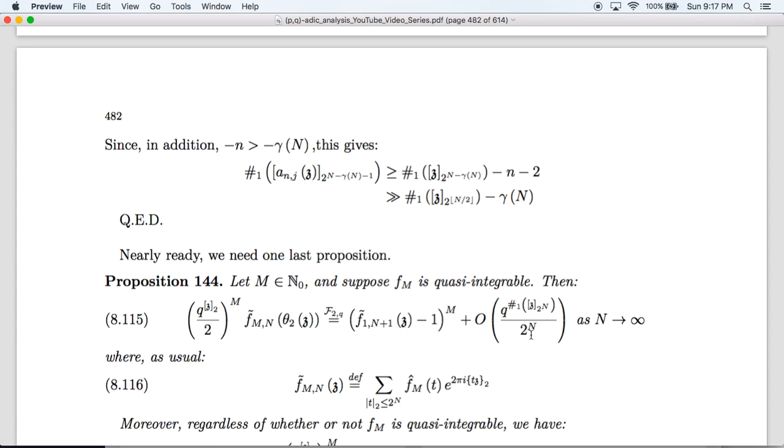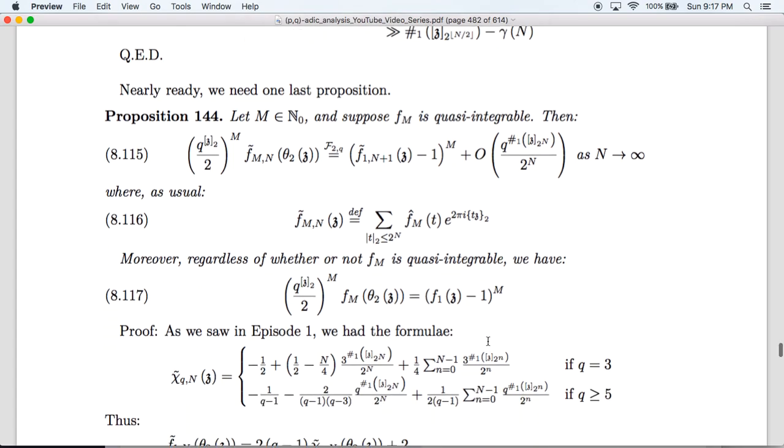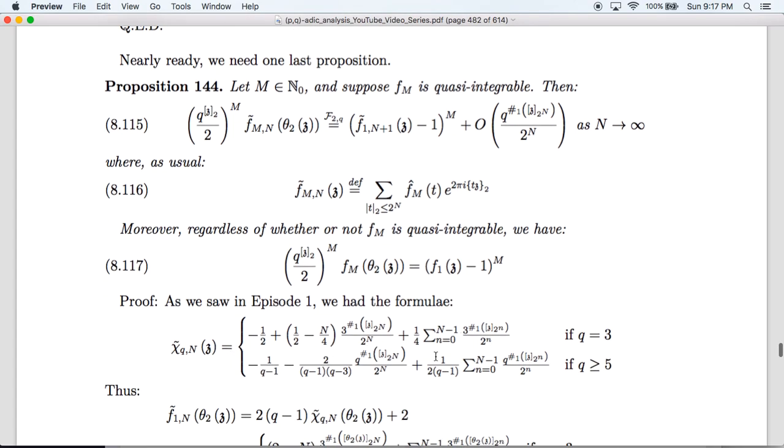What this is effectively saying is that if we want to understand the nth power, the observation that this is based on is that since f1 is just the original f series, Fm is the original F series to the power of m, so we should be able to express them in terms of one another. Moreover, regardless of whether or not Fm is quasi-integrable, we also have this identity. So as we saw in episode 1, we found the following formula for our nth partial sum of the Fourier series of chi-q.